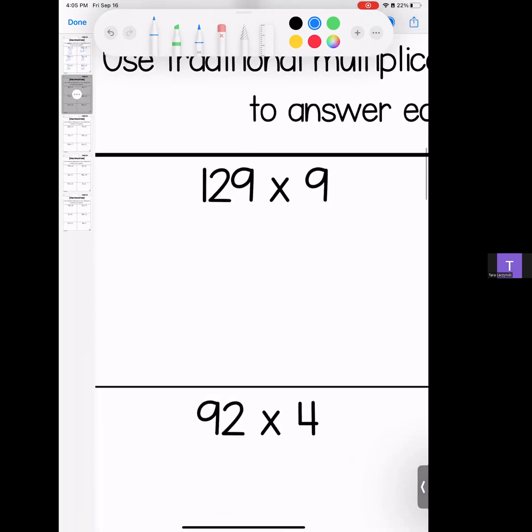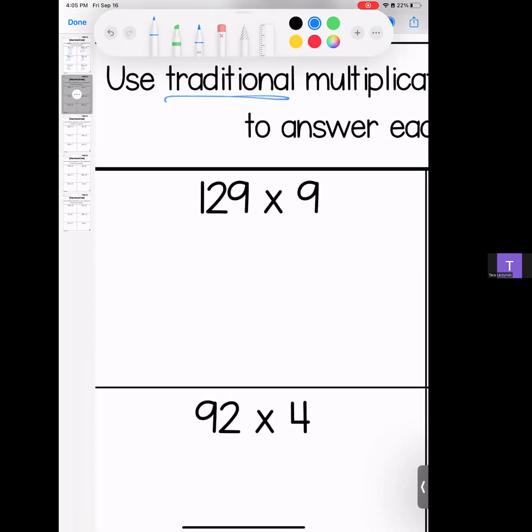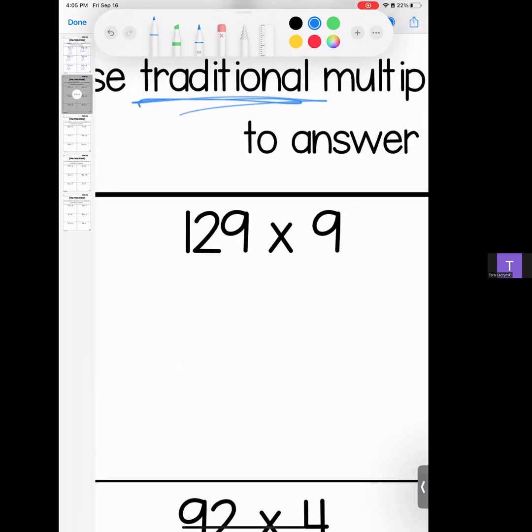All right, loves, here comes your second page of multiplication homework again. This is the traditional method, starting with 129 times 9. Stack it. 9 times 9 is 81. 9 times 2 is 18. Add 8, 26. 9 times 1 is 9. Add 2, 11. 1,161.